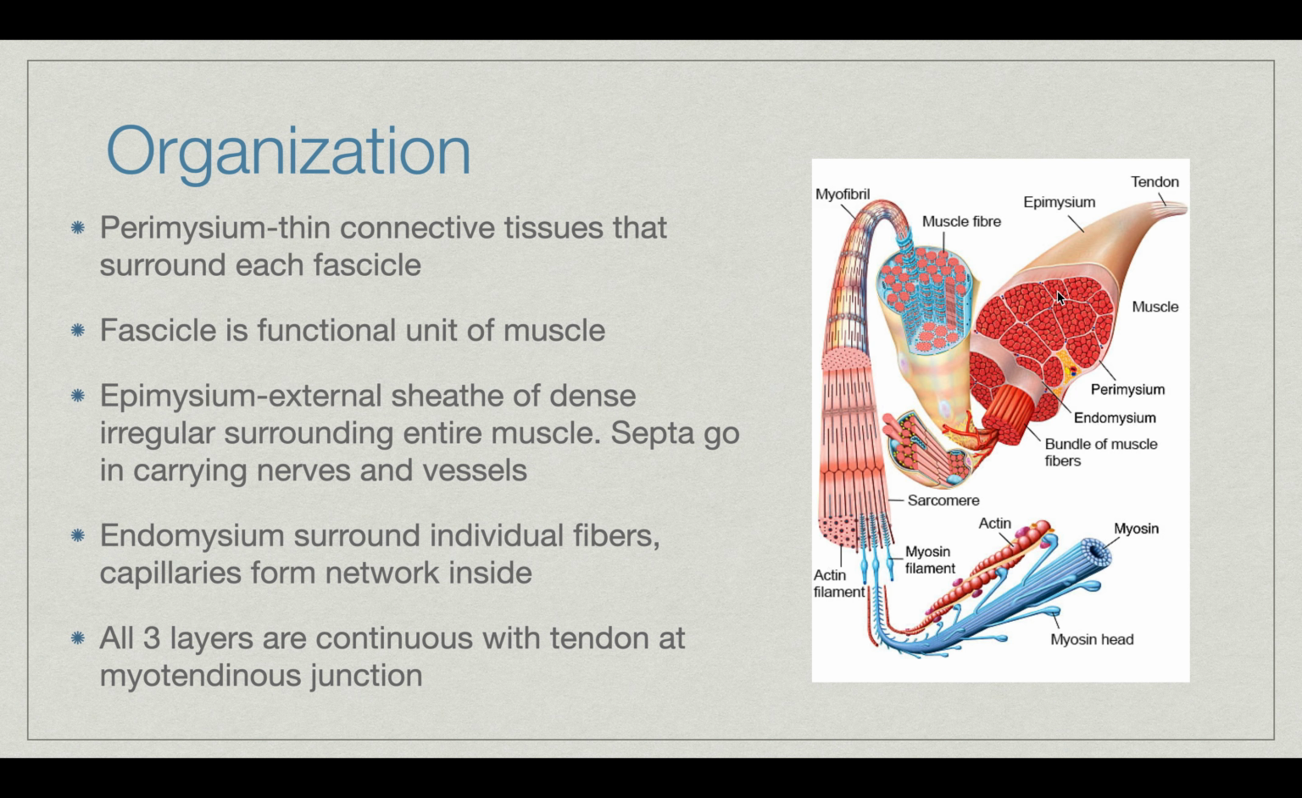And then the endomysium will surround each individual fiber, and those have the capillaries that form the network inside, usually for gas exchange and nutrient exchange. And all three of them are continuous with the tendon at the myotendinous junction.